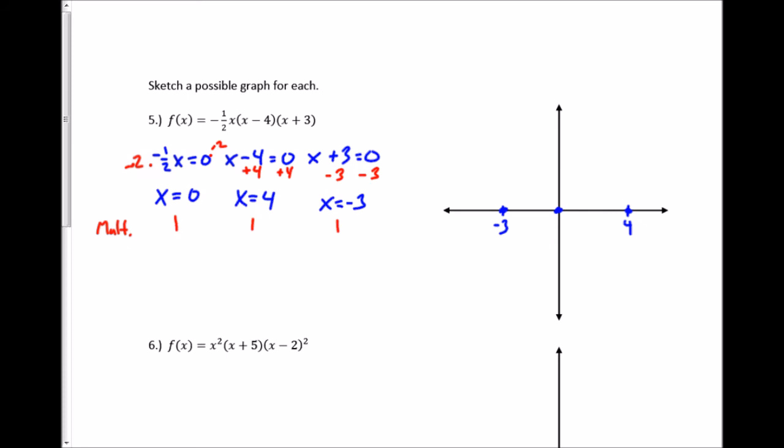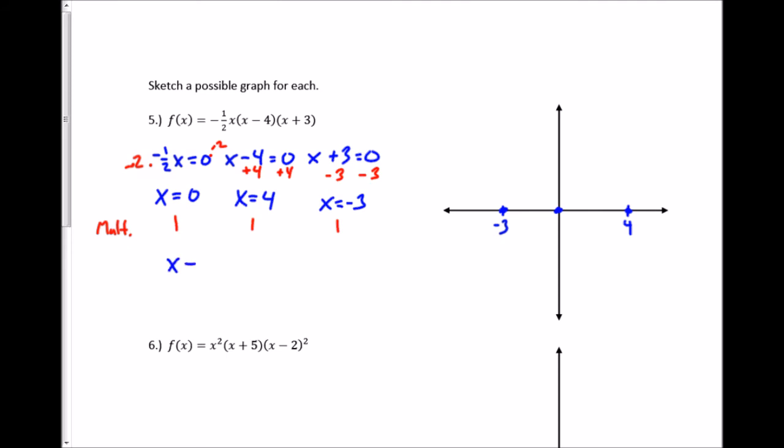When the multiplicity is odd, we pass through that point on the x-axis, which means my graph either looks like this as I pass through each of those points, or my graph is going to look like this as I pass through each of those points. And the thing that determines it is really the end behavior. Each of these is facing a different direction, so I'm going to find the end behavior to determine what this thing is supposed to look like.